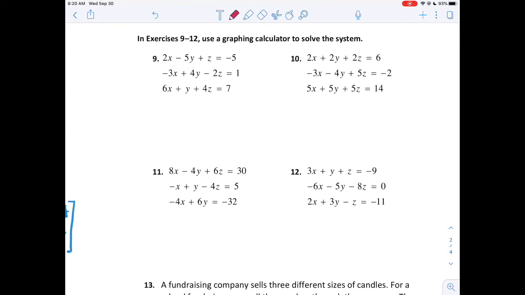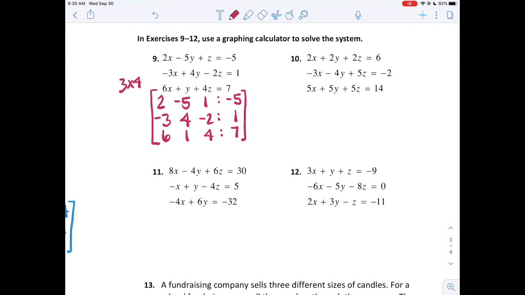Let's take a look at this first one. Glancing through it, I can see that I am in standard form, so I'm just ready to write my coefficients and constants. 2, -5, 1, -5, -3, 4, -2, 1, 6, 1, 4, 7. Before I switch to Desmos, I want to go ahead and do the rest of these so that we only have to switch back and forth one time. Let's also note that this is a 3x4 matrix. We're going to need that input into Desmos.